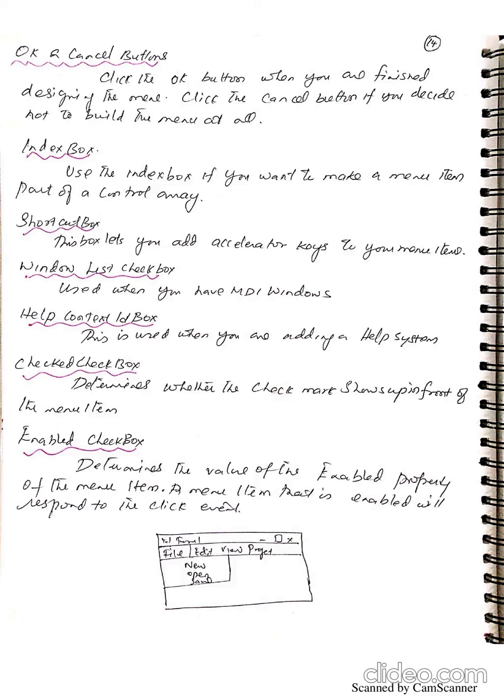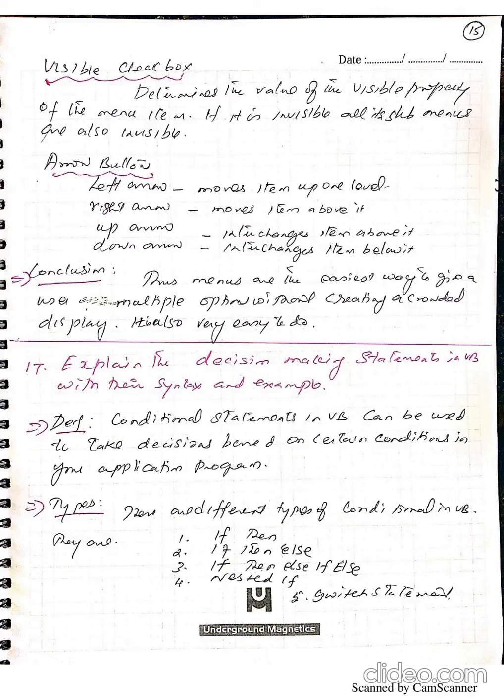OK and Cancel buttons. Click the OK button when you are finished designing the menu. Click the Cancel button if you decide not to build the menu at all. Index box: use the index box if you want to make a menu item part of a control array.